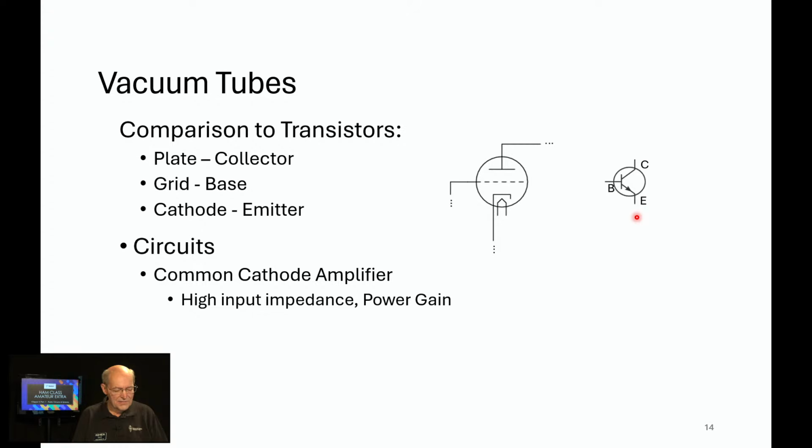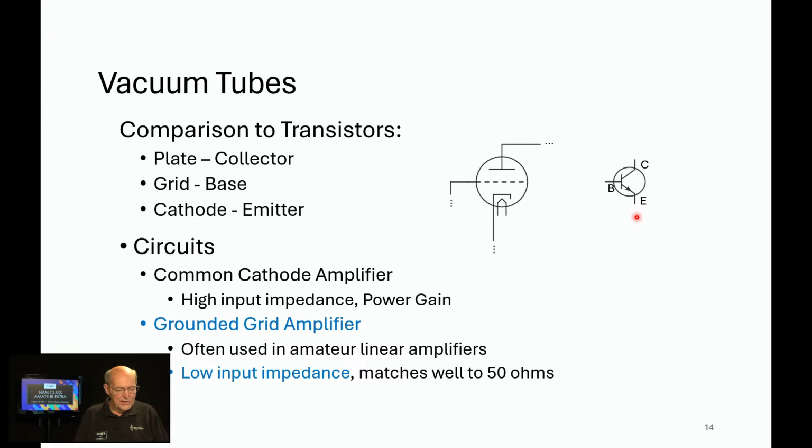So we've got configurations that can be used there. The common cathode amplifier, just like the common emitter amplifier, has high impedance and power gain, or in the case of the transistor, voltage gain. And the grounded grid amplifier.